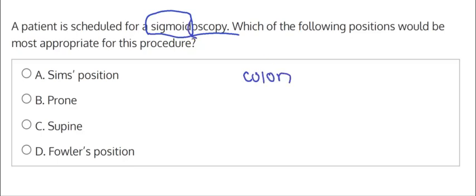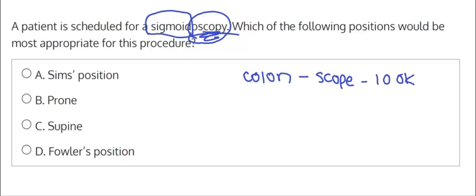And then oscopy. So scope means to look. So going down with a camera. It's kind of like if you heard of a colonoscopy, they put a camera down the rectum to look at the colon. So colon, scope, look. So we need to determine which position would be best to perform a procedure like this. So let's look at the choices.